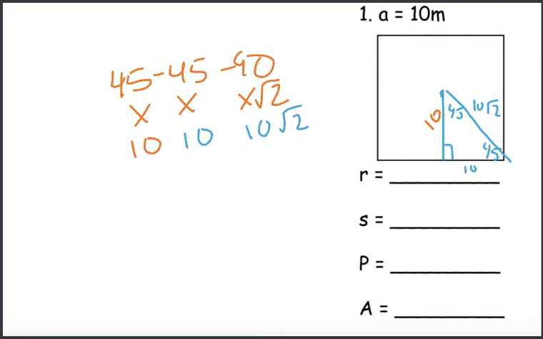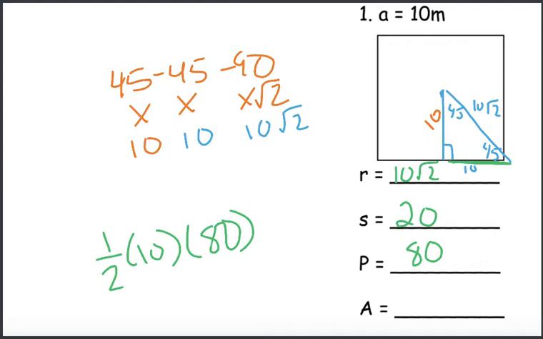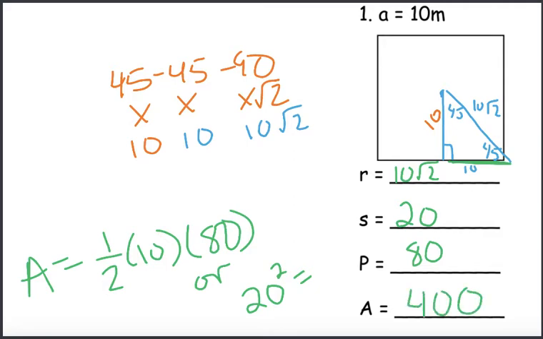And then we use that to find all the parts. The radius will be 10 root 2. The side, you have to double this 10 for the whole side, so the side is 20. Since the side is 20, the perimeter is 4 times 20, which is 80. And the area formula, we can do 1/2 apothem times perimeter. Or, being a square, we have the side. We could just square the side. So you can use either formula for the area of the square. You do end up with 400 for the area of the square.